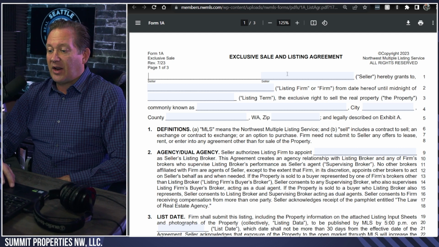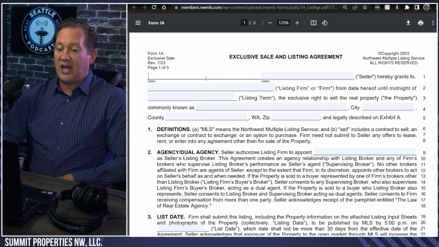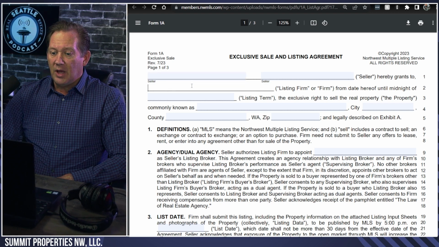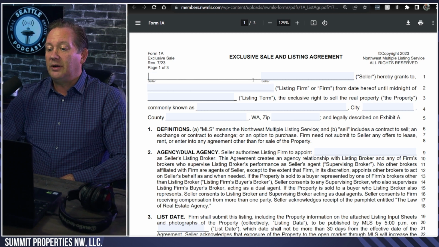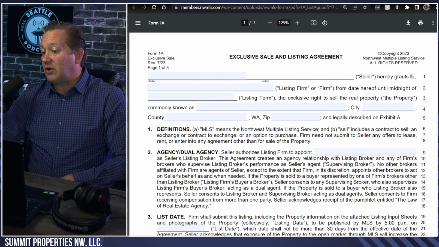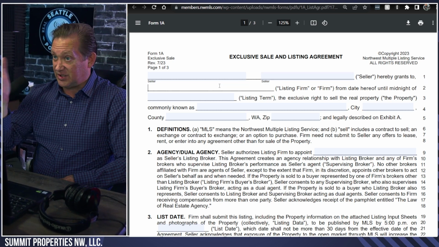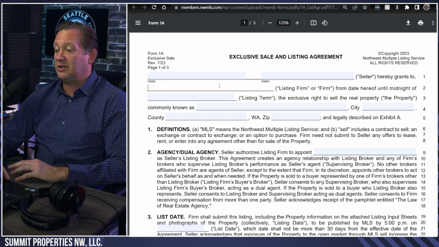All right. You've got a couple of spaces here at the top for your seller's name. Go full name as best you know. You've got seller, put their name. Seller hereby grants to the name of the firm. This is the listing firm. This is you, the listing agent. You're going to have your sign out in front, right? That makes you the listing agent.